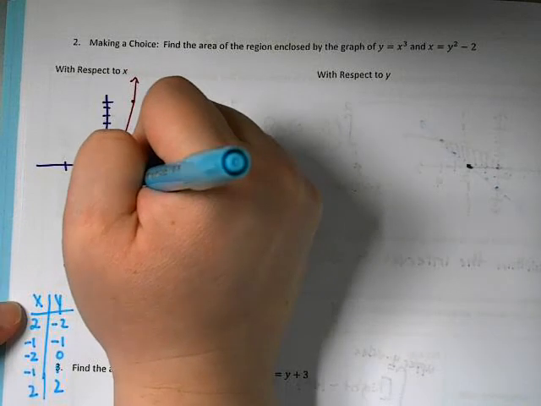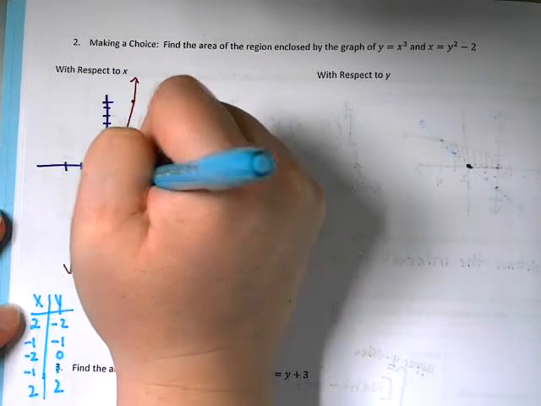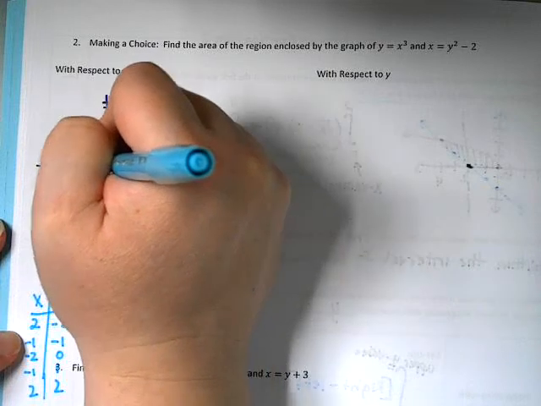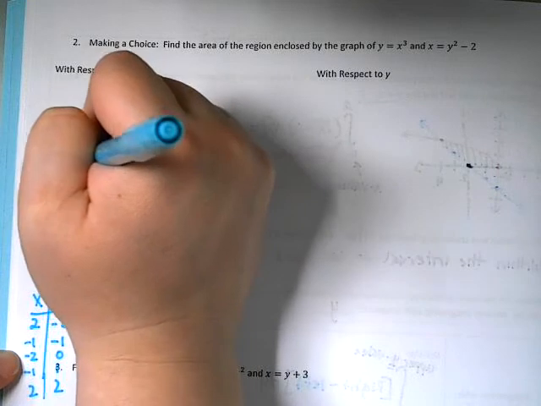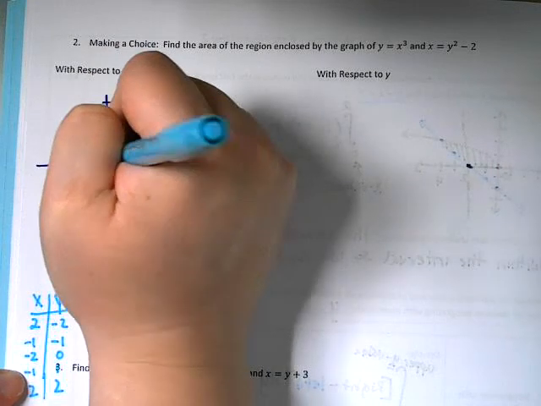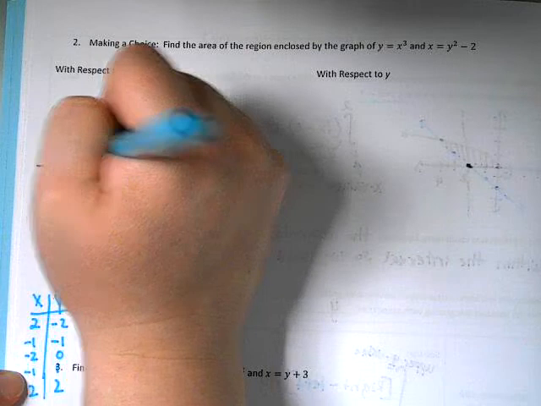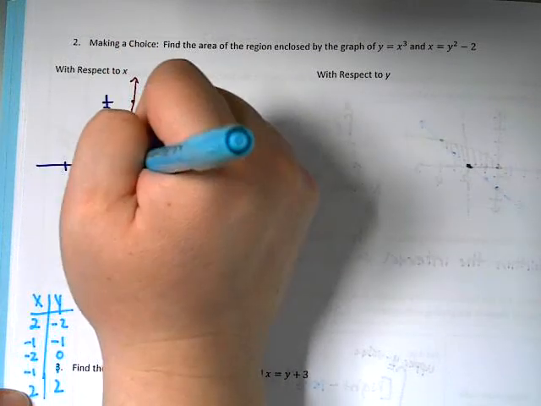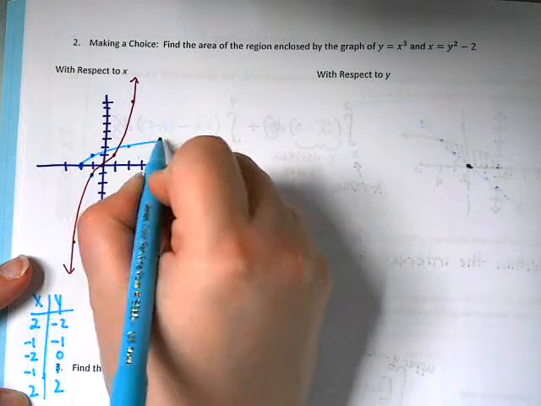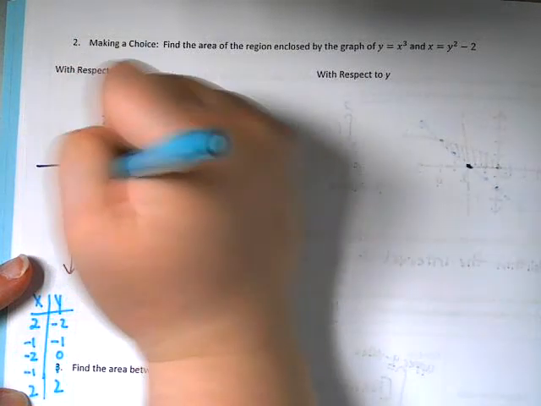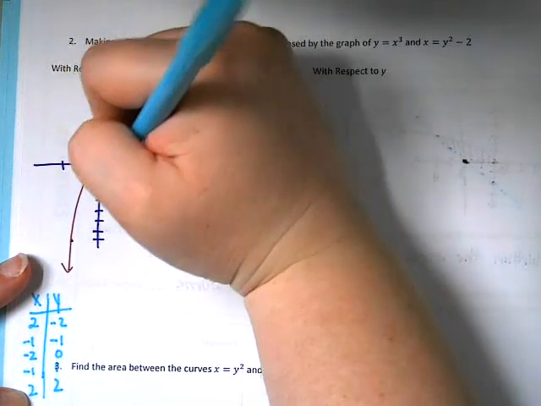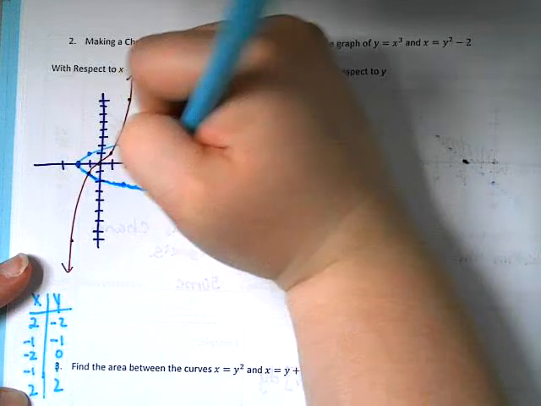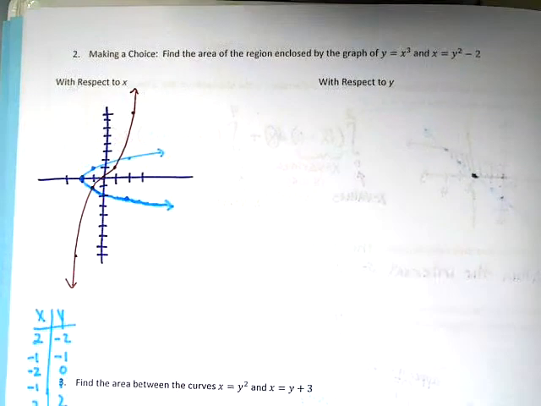So (2, -2) would be right here. (-1, -1) would be right there, so they share that point. (-2, 0) would be right here. (-1, 1) would be right here. And (2, 2) would be right here. And so this is a parabola opening this way. Sorry, I don't know why that's so squiggly. My bad. Okay, so there we go.